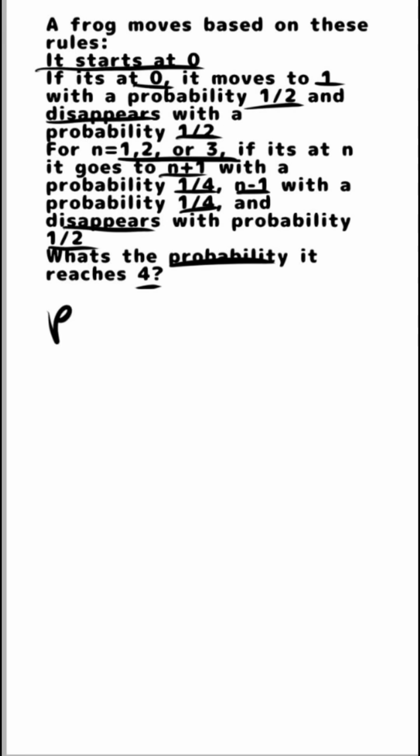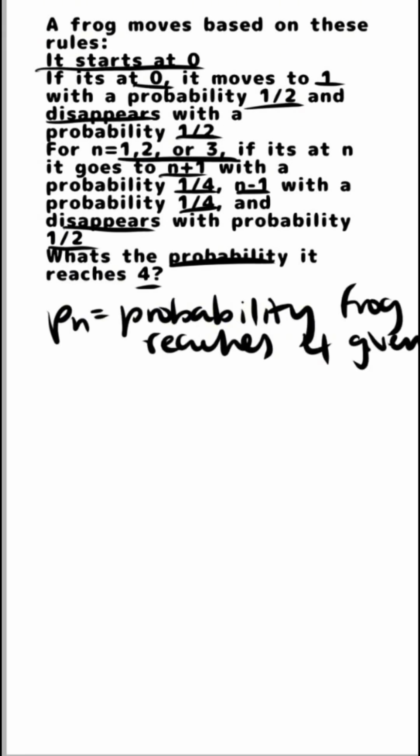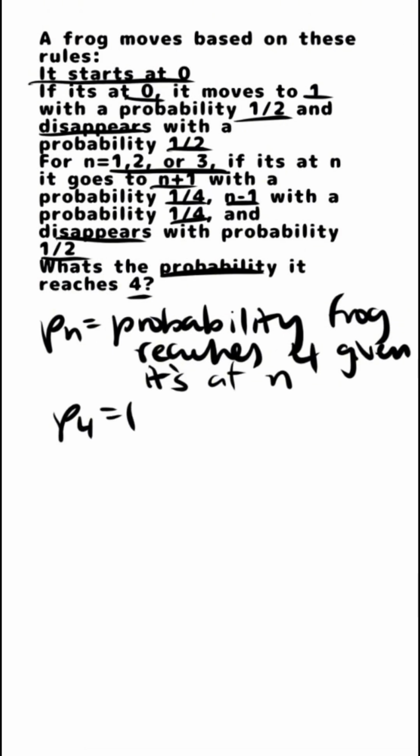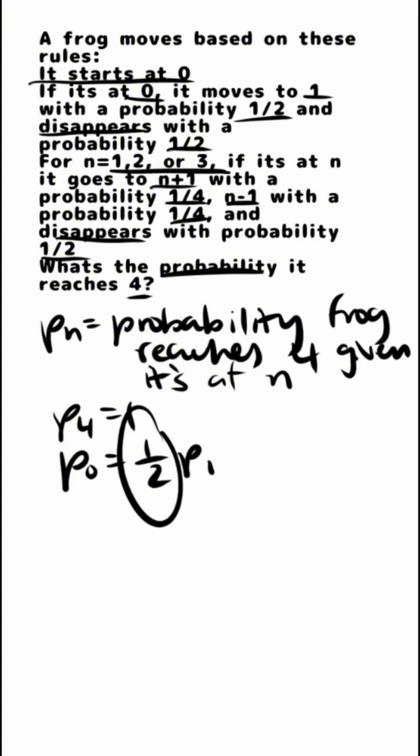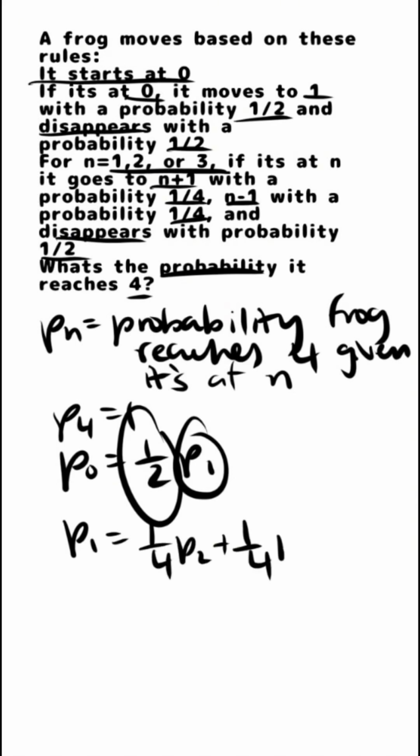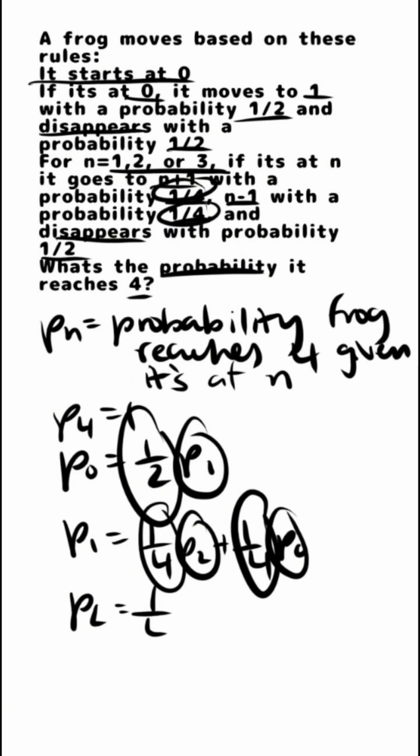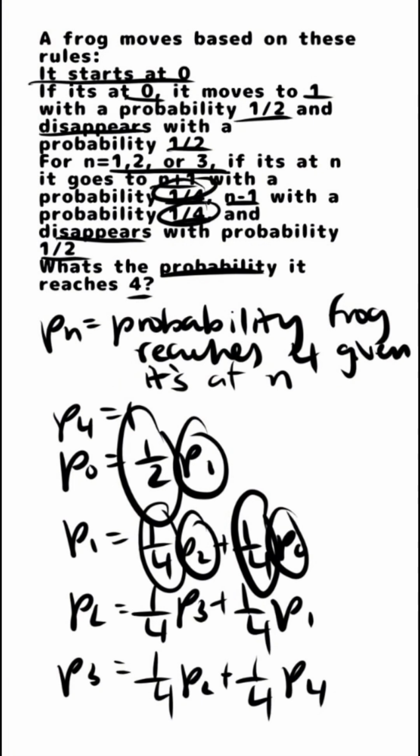Let Pn be the probability that the frog has reached 4 given that it's at n. This means that P4 is 1, since if the frog is at 4, it's already reached 4. Then we can say P0 is half P1, since the frog either goes to 1 with a half chance or disappears with a half chance and can't reach 4 anymore. Then P1 is 1/4 P0, since it has a 1/4 probability of going back to 0, plus 1/4 P2 for the same reason. After this, for the same reason, we can write P2 equals 1/4 P1 plus 1/4 P3, and P3 equals 1/4 P2 plus 1/4 P4.